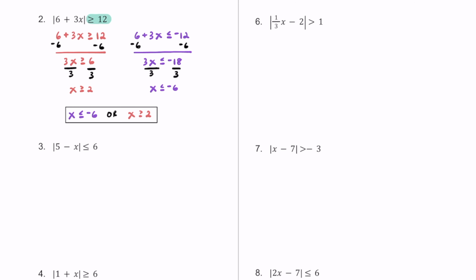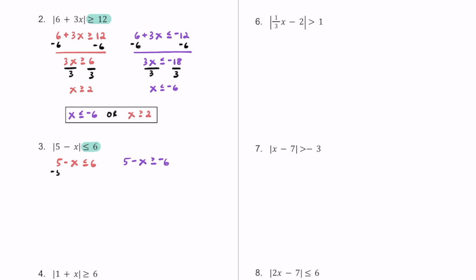For number three, we have the absolute value of 5 minus x, and that's going to be less than or equal to 6. So that's possible, right? We're definitely going to have some positive numbers that are less than or equal to 6. So let's split this up right away. We have 5 minus x less than or equal to 6. And then our second scenario here is 5 minus x greater than or equal to -6.